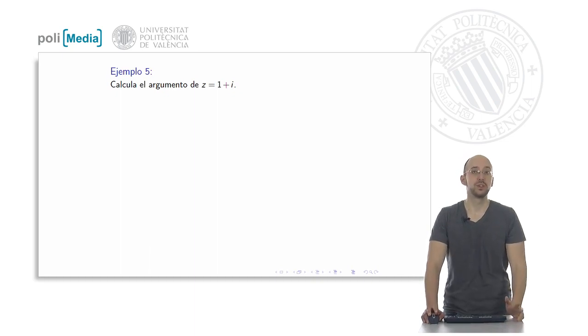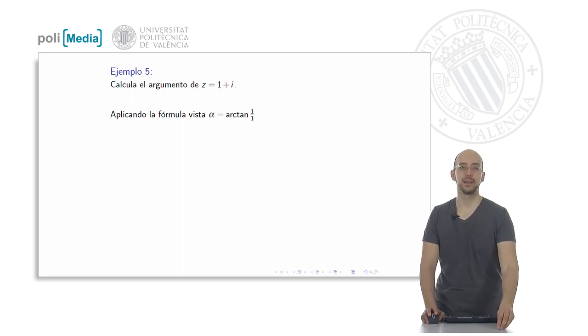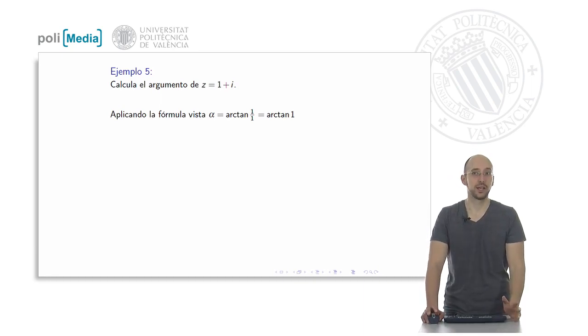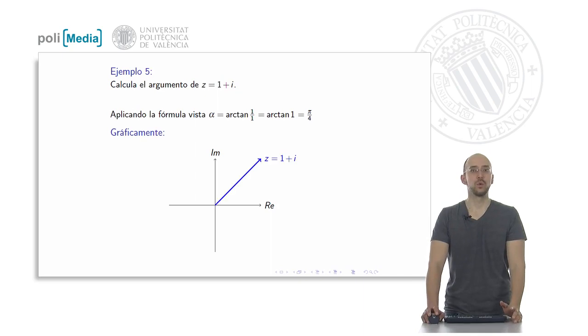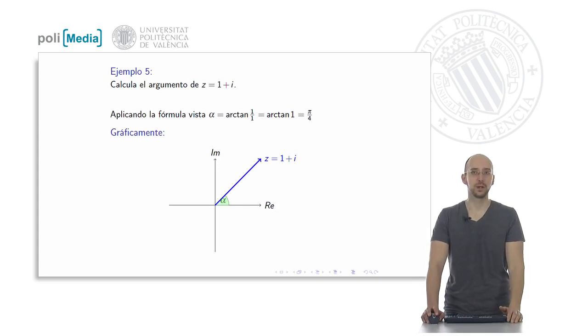Since we have taken a very simple example, 1 plus i, in this case the argument is defined as the arctangent of the imaginary part, which is 1, divided by the real part, which is 1. If you look at it, it's the arctangent of 1, which is pi quarters, or what is the same, 45 degrees. In this case, where is this complex number represented? It is 1 unit on the real axis and 1 unit on the imaginary axis. There we have the complex number. In this case, that angle is pi quarters.